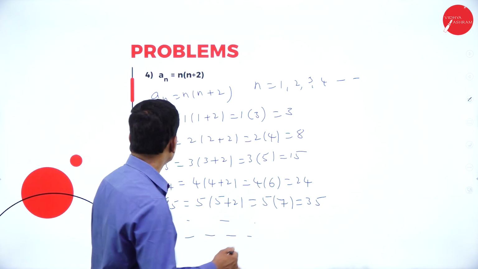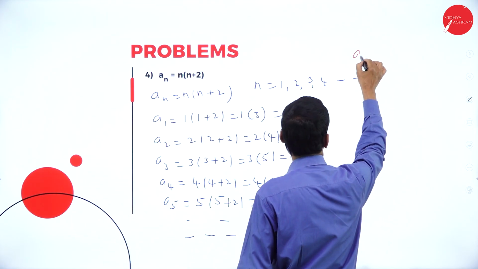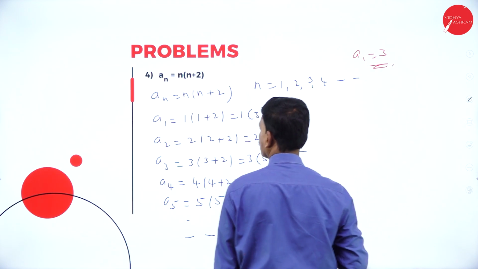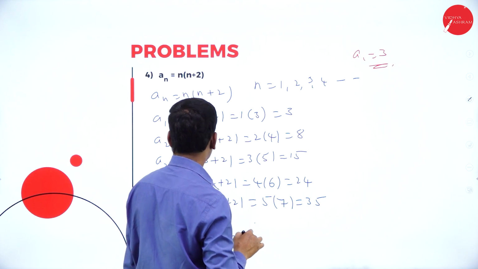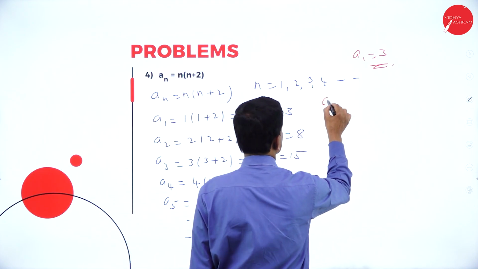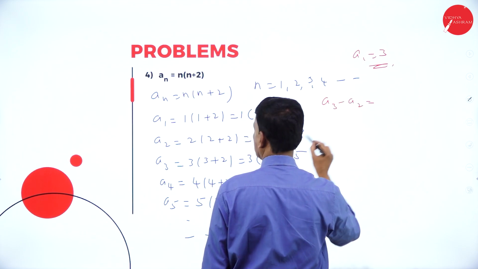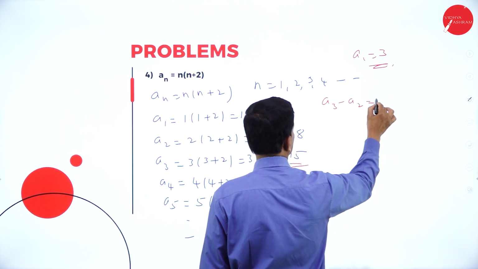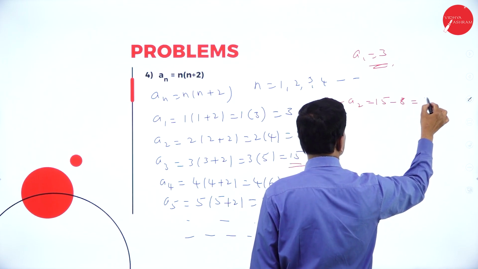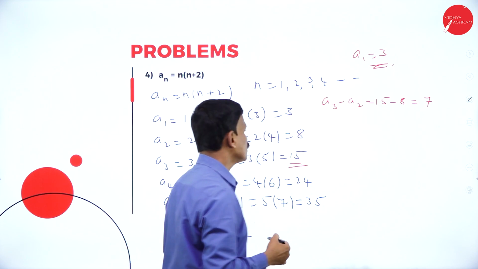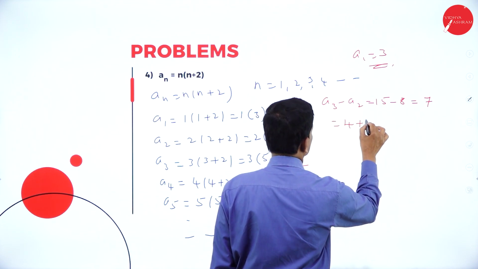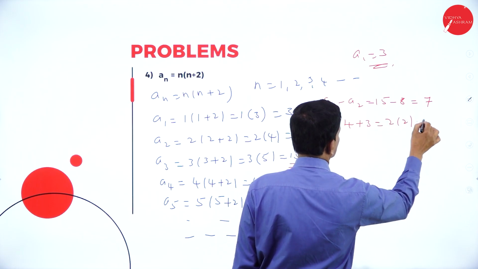Now, just observe carefully, what is A1 here? A1 is equal to 3. Now, just find out the value of A3 minus A2. What is A3 minus A2? A3 is 15 minus 8. 15 minus 8 is equal to 7. Okay. How to write this 7? 7 can be written as 4 plus 3. 4 can be written as 2 into 2 plus 3.